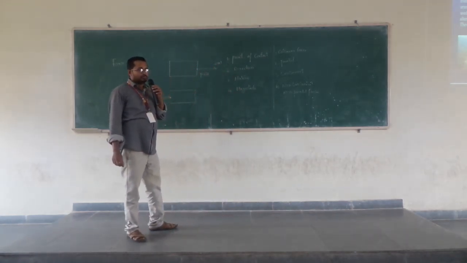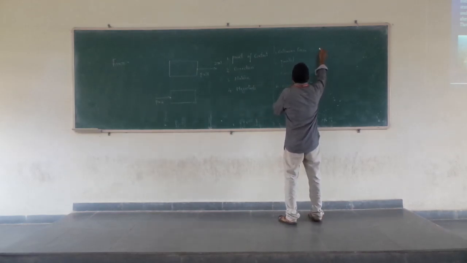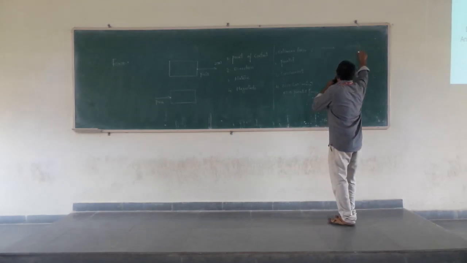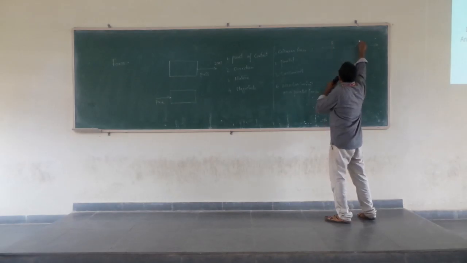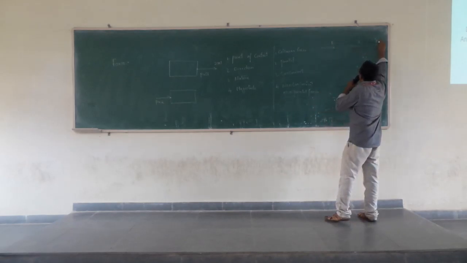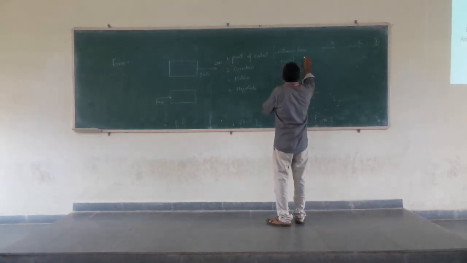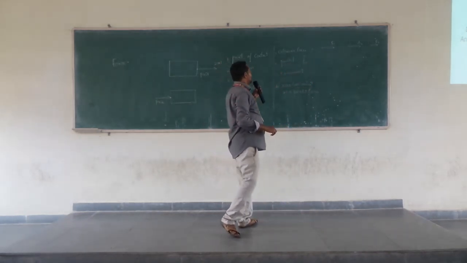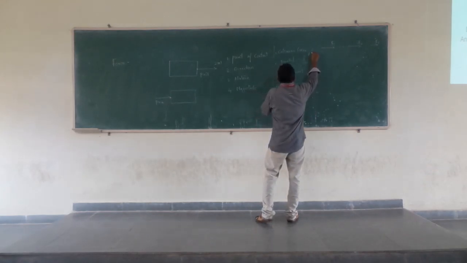What is collinear forces? If there are three or four forces in the system, then the line of action of these forces will lie in the same line. Then this type of system is called collinear forces. Next, parallel forces, which are parallel with each other. Here, like forces and unlike forces.